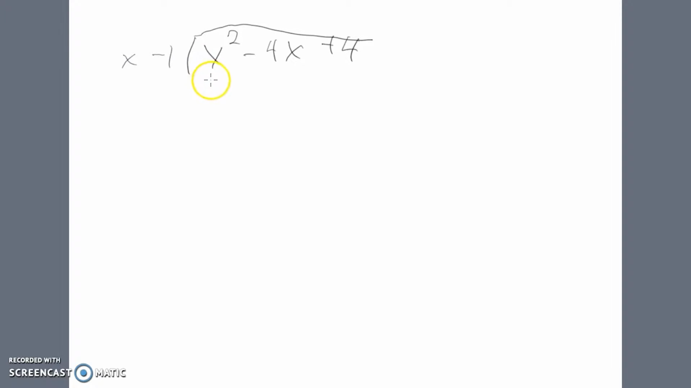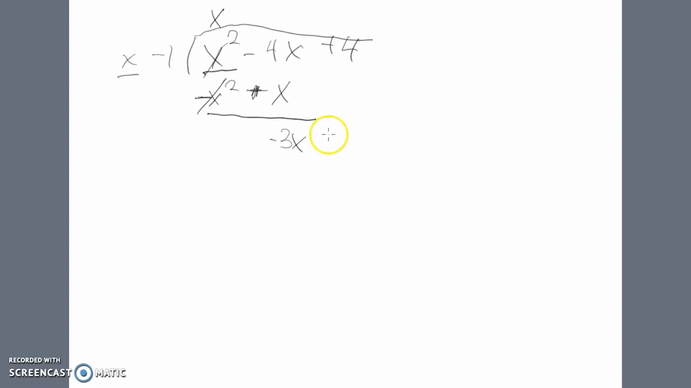First thing you do again is divide the first term of the dividend by the first term of the divisor and place the result on top. Then you multiply that value by the divisor. So you get x squared minus x. Once more, you subtract it, but first you change the sign to the second line and add downwards. So these two cancel out and you get minus 3x.